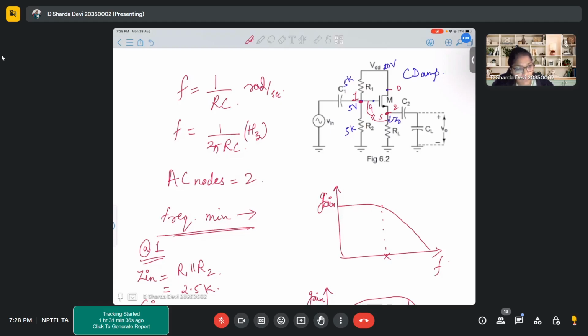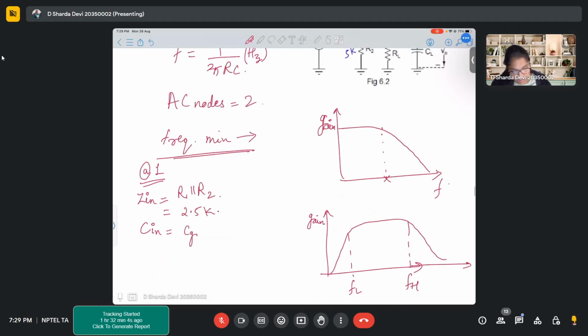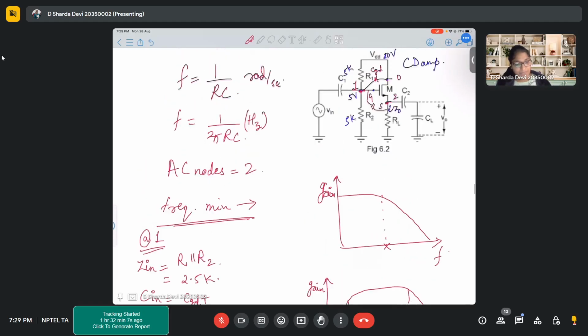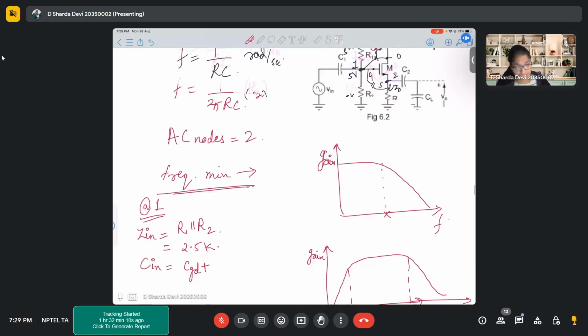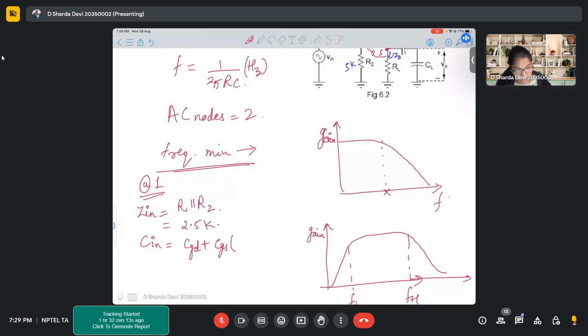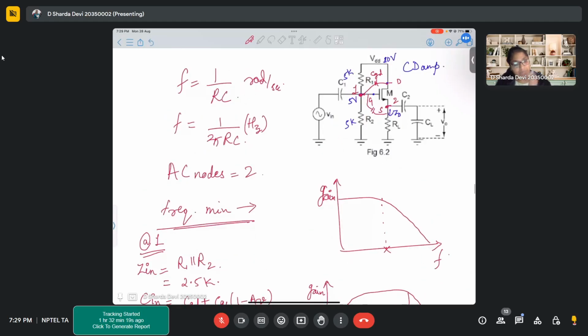And this CGD, the capacitor that you have, where will it come? Will it appear in input or in output? Input, right? So you will have your CGD in the input, in parallel with your CGS as the Miller capacitor. That means CGS into 1 minus AV. What else will come into the picture?